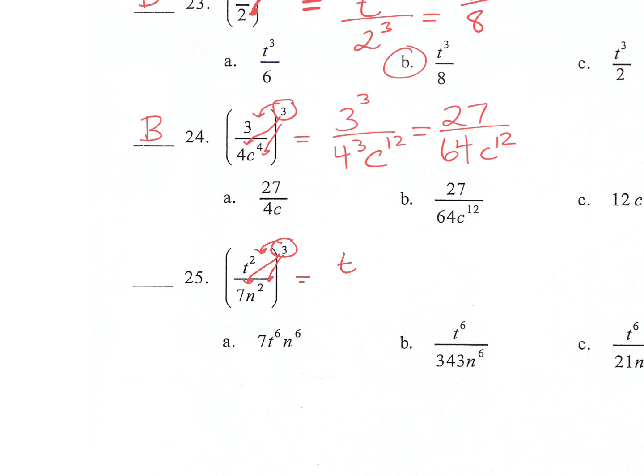On 25, I'm going to distribute that 3 to the top and to everything in the bottom. So I get t to the 2 times 3, or 6. 7 to the 3, n to the 2 times 3, or 6. And then the last thing is let's actually do 7 to the third. So using your calculator, you'll get 343, and then it's n to the 6th. So this one's answer choice B.